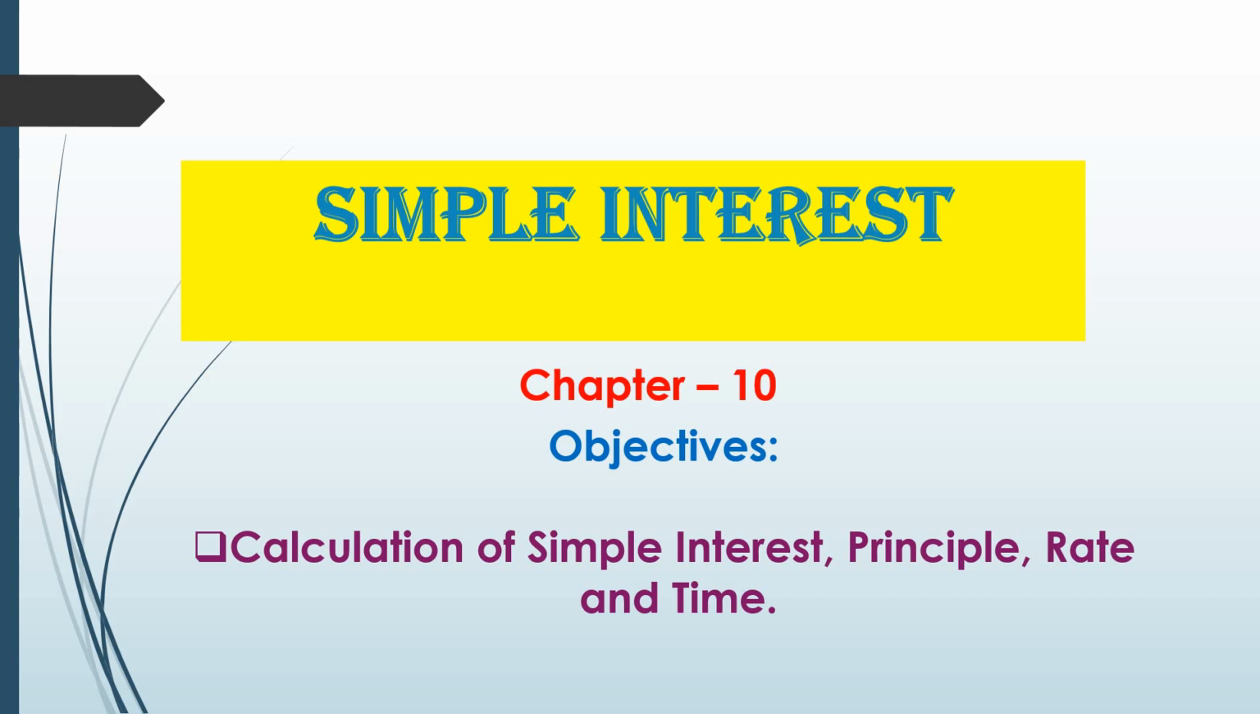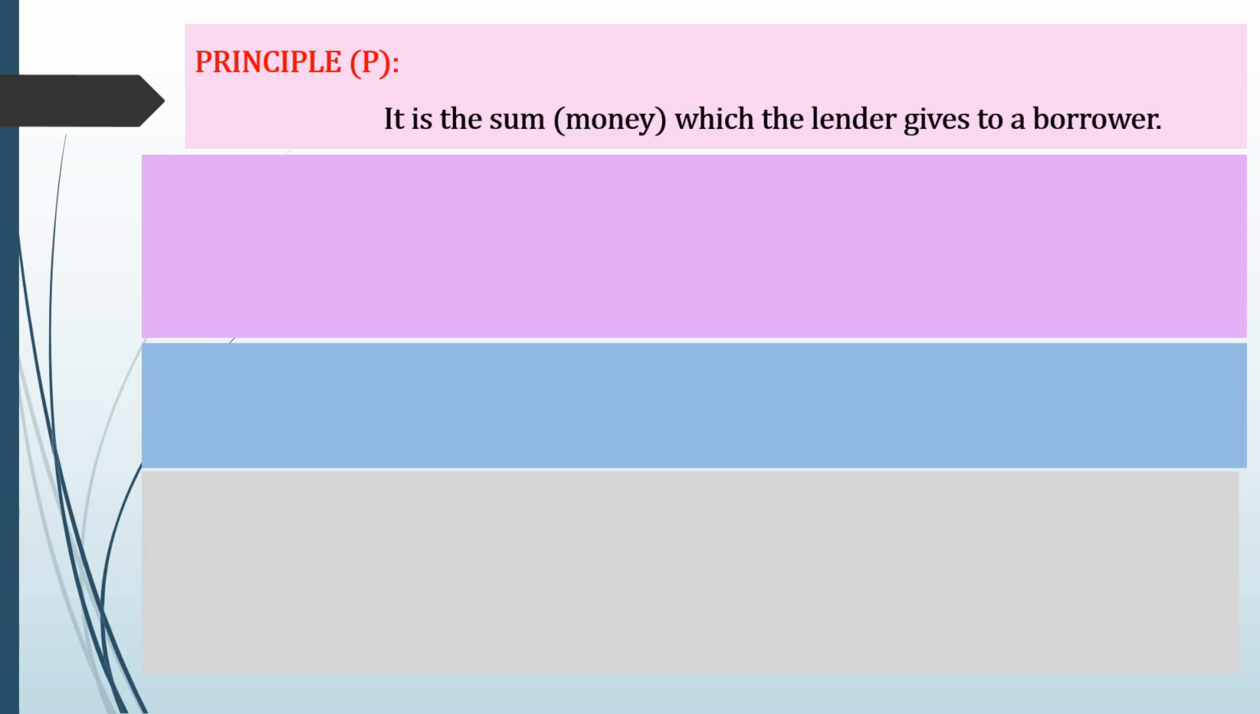Now, before we start our today's class on simple interest, we have to know certain terms which are very important in this chapter. So let us start with the important terms. The first term is principal, which is denoted by P. So what does this principal mean? It is the sum of money which the lender gives to a borrower. Okay, so principal is the money which the lender gives to a borrower, or in other way, it is the money which a borrower borrows from the lender.